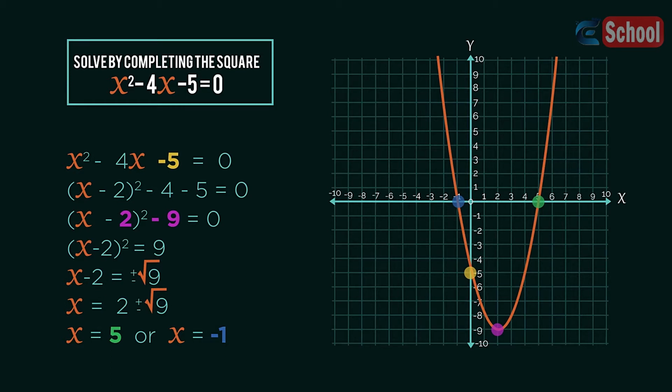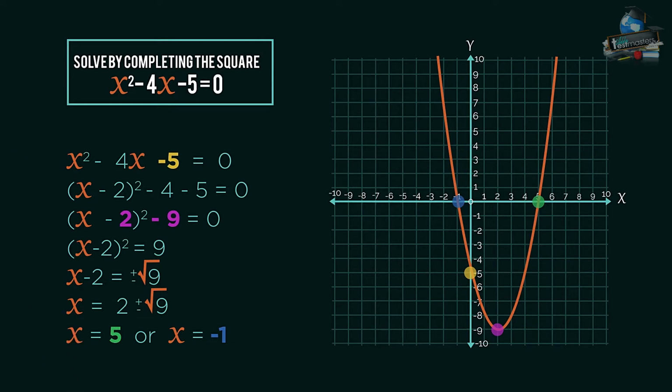Hopefully you can see that the -5 is where the curve crosses the y-axis. This is the same for all quadratics. Nothing special about completing the square. The solutions, so the 5 and -1, are where the curve crosses the x-axis. Also nothing new here. This is the same whichever way you use to solve the quadratic.